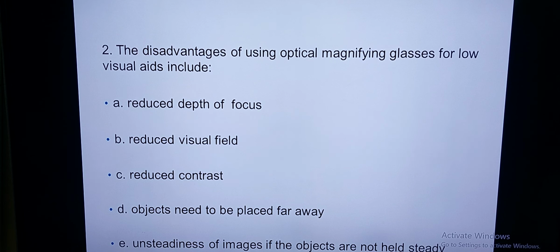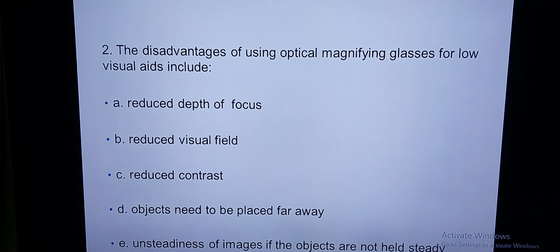The disadvantages of using optical magnifying glasses for low vision aids include: reduced depth of focus, reduced visual field.